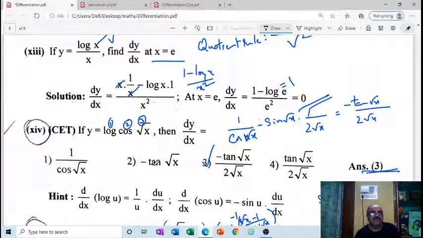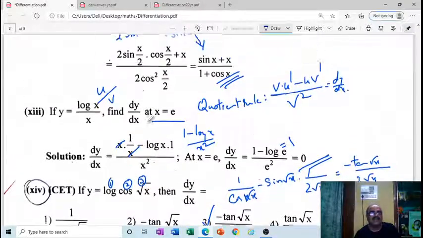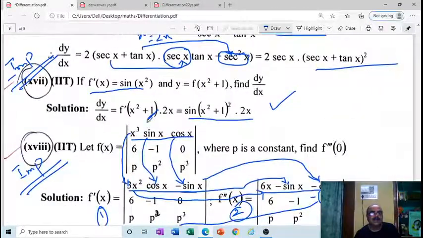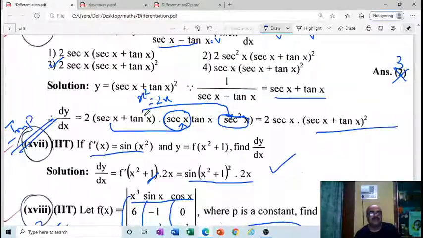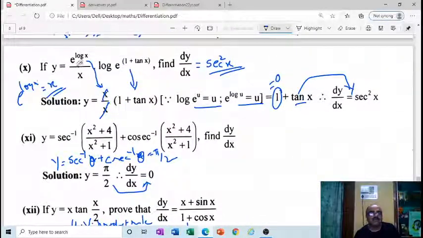And one more problem which I would like to specifically say here is this one: e power log x, e power anything, e power log u. If you say its value is u, e power log u, its value is u. Same way, log e power u is u. If you remember these things, I'll tell you, you're going to have the best.